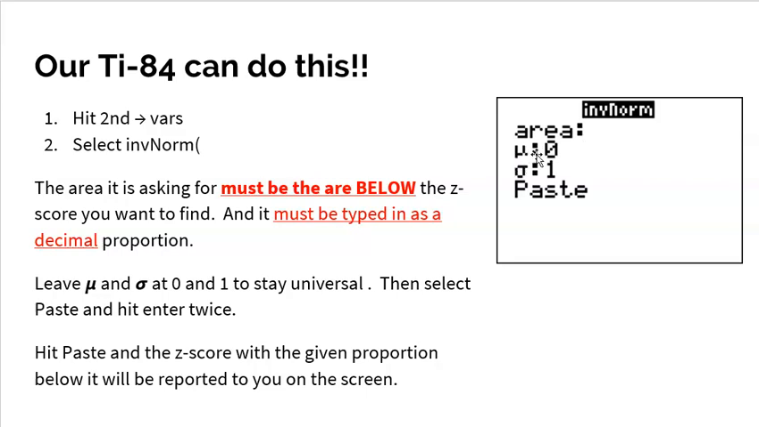Sorry. Now, we're always going to leave the mean at 0 and the standard deviation at 1 because that keeps us universal. All things are put onto that universal z-score scale. And all we got to do is hit enter twice, and it's going to give us the z-score with that proportion below it, right? So this will give us the z-score we're looking for.